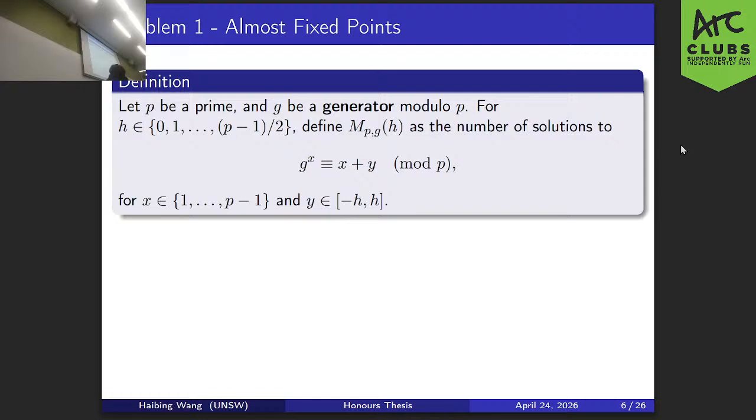So if you have g to the x, what I'm interested in is, if I take x and map this to g of x mod p, how close are these two things? So y is trying to tell me how close. I want to know for how many values of x this distance mod p is at most h. So this is the thing that I'm interested in.